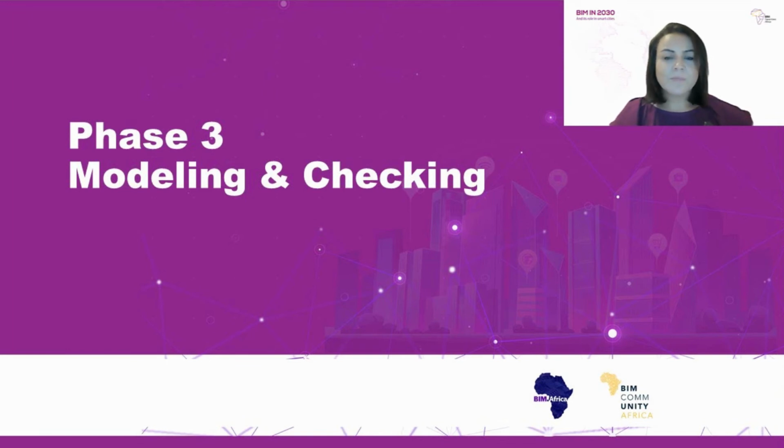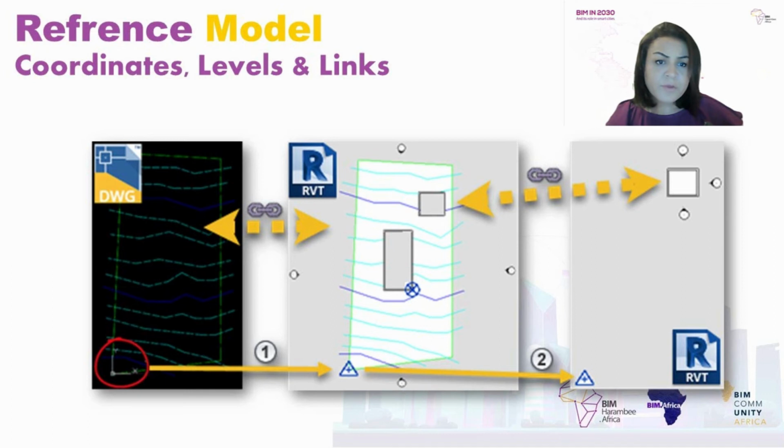Phase 3, Modeling and Checking. One of the main tasks I would advise is to create a reference model to be the starting point for all the team. This model is built from the updated template we mentioned before and contains the project coordinates and levels. This will unify the levels of the project and allow future coordination between models. Make sure to publish these coordinates to all future linked models and files.